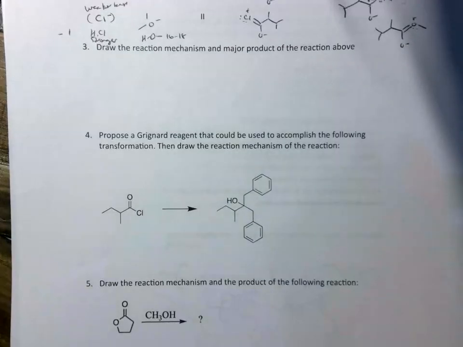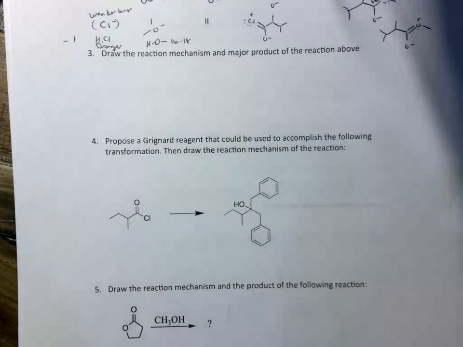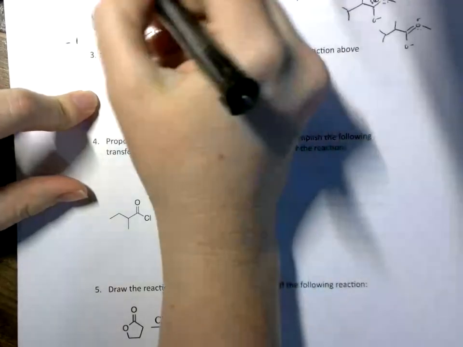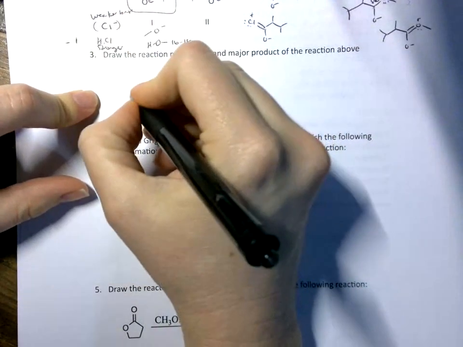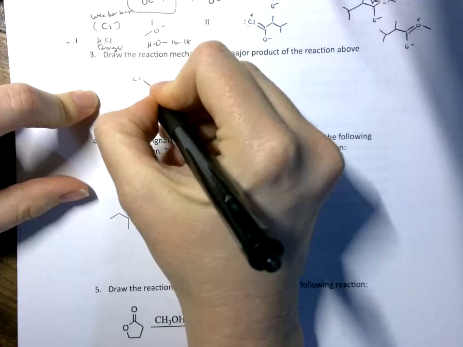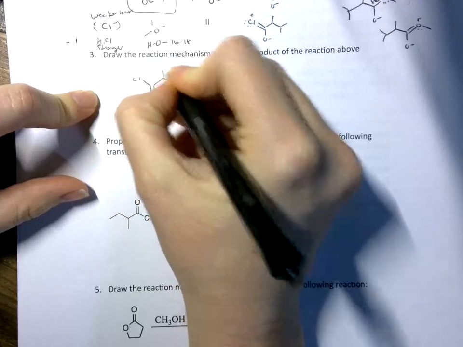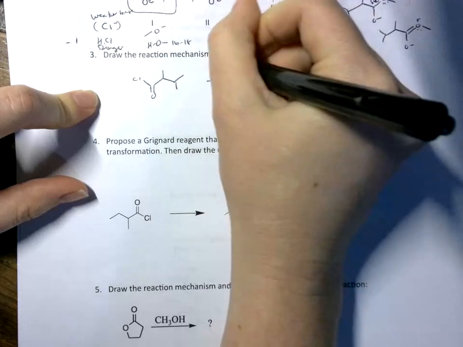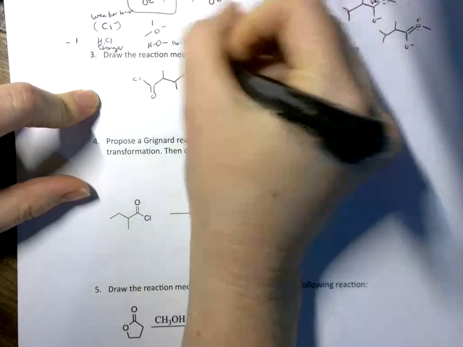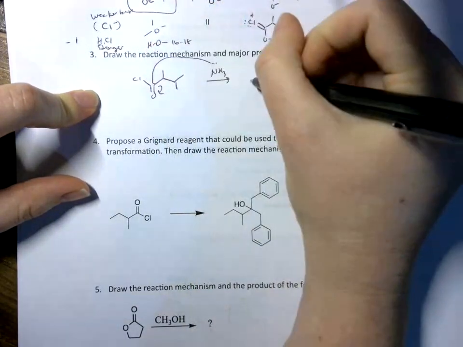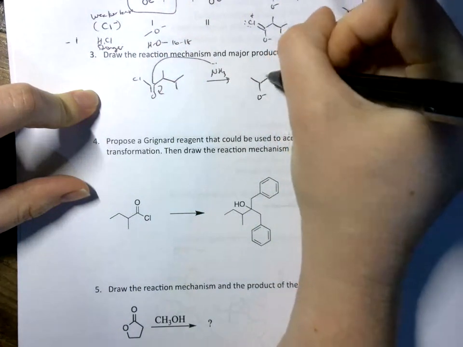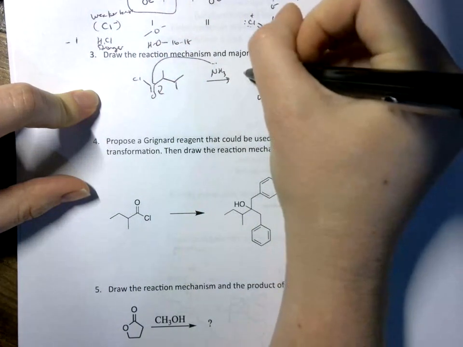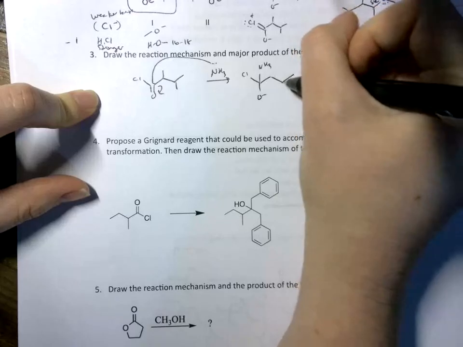Okay, so the next one: draw the reaction mechanism and the major product of the reaction above. We know acid chlorides are the more reactive, so we're going to have the acid chloride react with the amine. And it's excess amine, so that's basically like saying it's base catalyzed. So this is going to attack, and we'll get O minus, NH3, Cl.